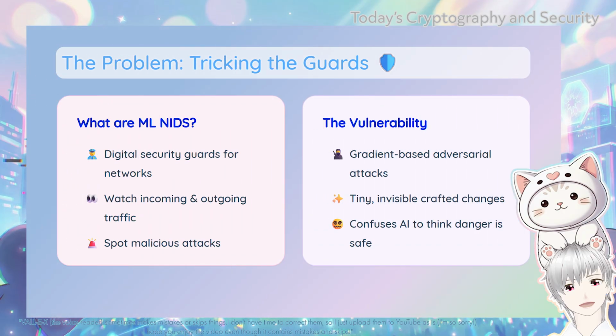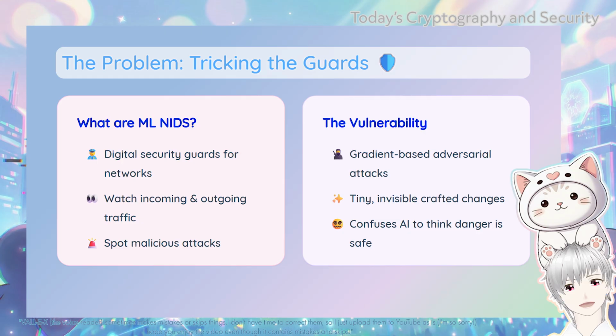Well, to start things off, let me explain the problem that this paper is trying to solve. We rely heavily on something called machine learning-based network intrusion detection systems, which we can just call ML NIDS for short. Basically, these are like the digital security guards for computer networks. They watch all the traffic coming in and going out, and they try to spot any malicious attacks or hackers trying to break in. But there is a big catch.